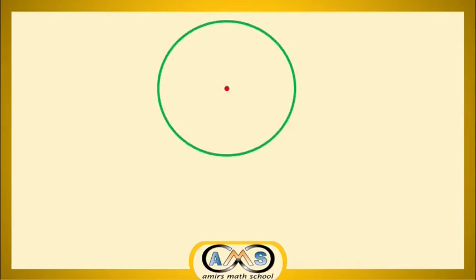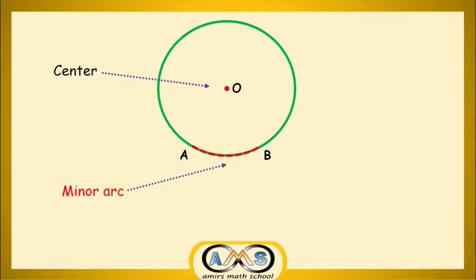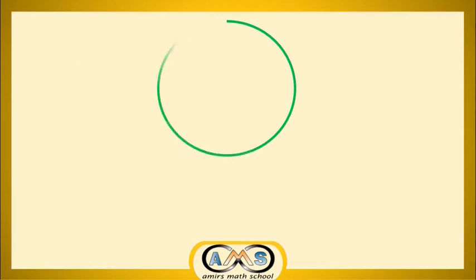Now let's learn about the major and minor arc. This one is a circle. O is the center of this circle. This AB, this red marked part of the circumference, is called an arc. Since the arc is part of the circumference and this red marked part is a smaller part of the whole circumference, this one is called the minor arc and this green part is the major arc. Now the theorem related to this arc. AB is the minor arc of this circle.